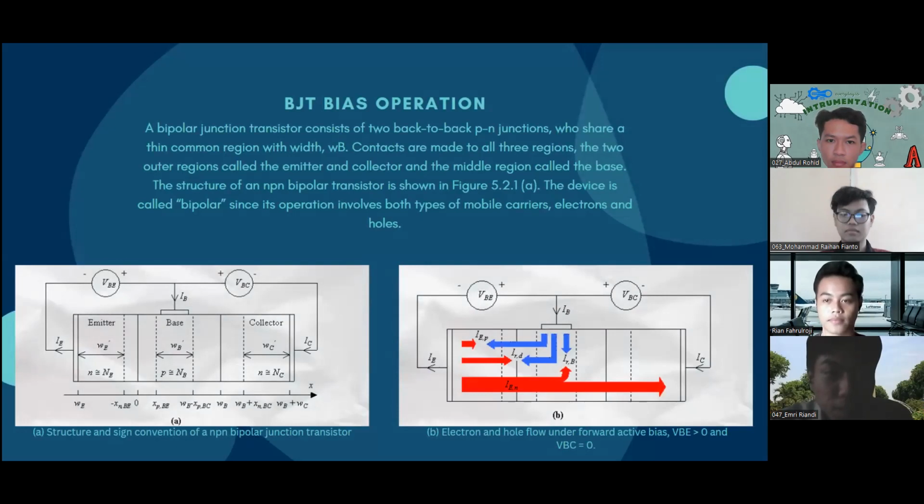A bipolar junction transistor consists of two back-to-back p-n junctions who share a thin common region. Contacts are made to all three regions. The two outer regions are called the emitter and collector, and the middle region is called the base. The structure of an NPN bipolar transistor is shown in figure 5.2.1 (a). The device is called bipolar since its operation involves both types of mobile carrier, electrons and holes. Next.